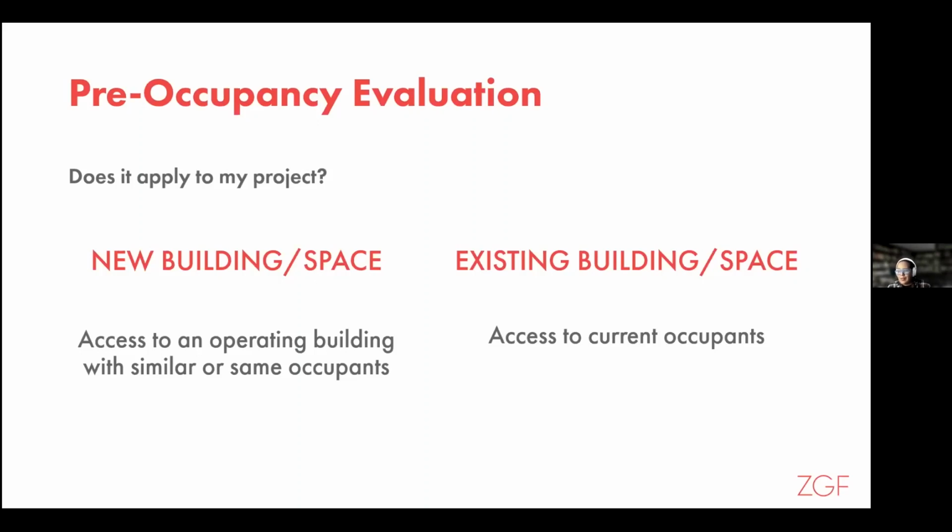We've also done it with residential buildings where we have a similar population. For example, working with higher education, with universities, they might have residential buildings for faculty and staff. And so we can compare one of their existing buildings so that that can help inform the new building that we're going to design. If you are renovating a building, then you do have the opportunity to access the current occupants to understand how are things working, what do they need? And so again, to inform your design.